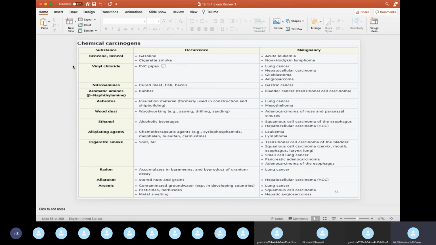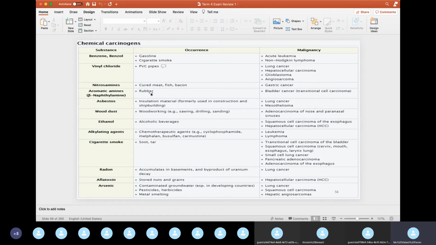Another high yield point, put a star here. This is high yield. Know everything. Substance, occurrence, malignancy. Benzene, cigarette smoking. Okay, if you smoke cigarettes, benzene. Vinyl chloride, if you work with pipes, PVC pipes have vinyl chloride. Angiosarcoma of the liver for vinyl chloride. Hepatocellular carcinoma for vinyl chloride. Nitrosamines, right? Those who like to eat cured meat or bacon. Malignancy, gastric cancer. You have increased risk of gastric cancer.